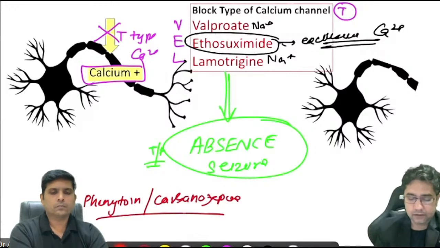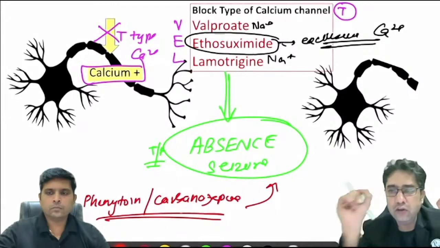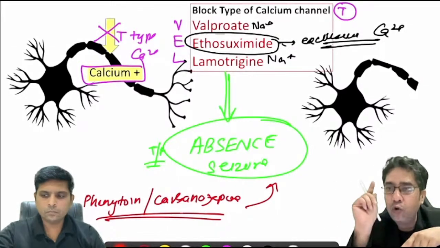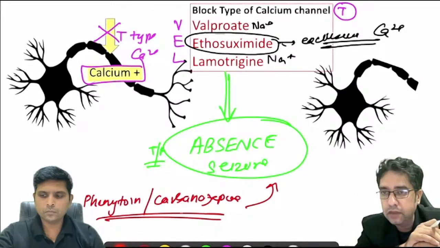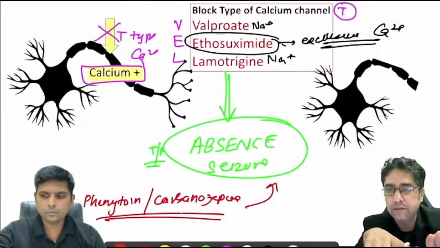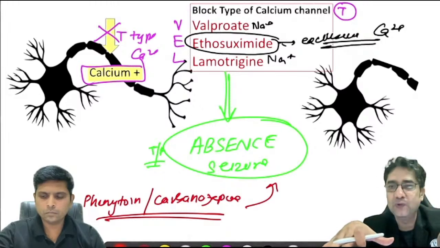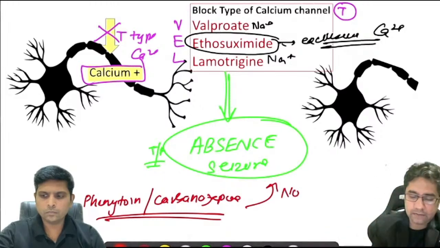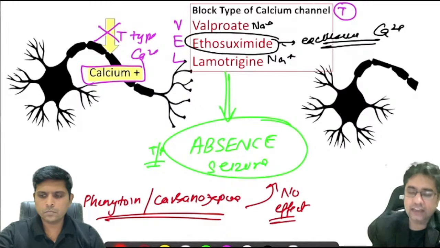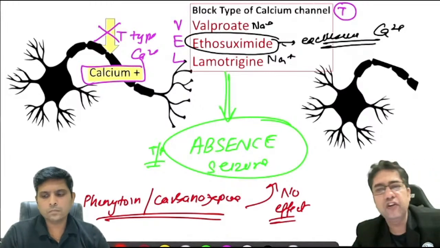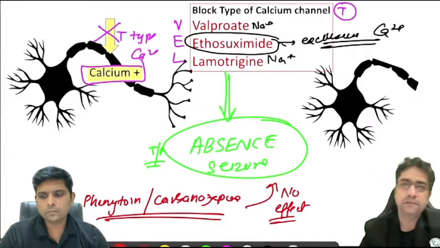What do you think? We know that phenytoin and carbamazepine only act on sodium channel. They don't act on calcium channel. So what do you think? Will they be effective in absence seizure? The answer is no. Phenytoin and carbamazepine have no effect in absence seizures. They are only given for GTCS and focal seizures.